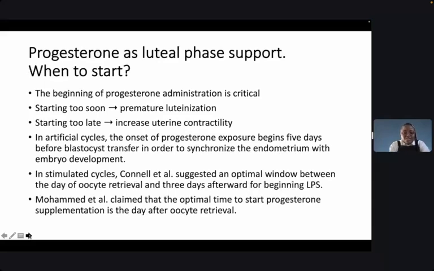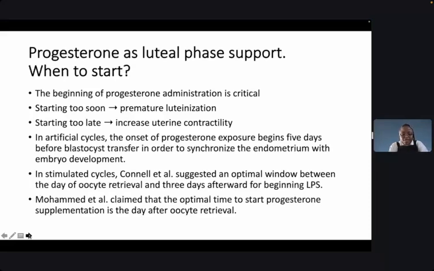And when is the ideal time to start progesterone for luteal phase support? Timing is actually quite critical, because if you start too soon, this leads to premature luteinization. And for those who start quite late, there is also an increased risk of causing uterine contractility. So in artificial cycles, the onset of progesterone exposure really begins 5 days before blastocyst transfer in order to synchronize the endometrium so that it can properly result in the implantation of the embryo.